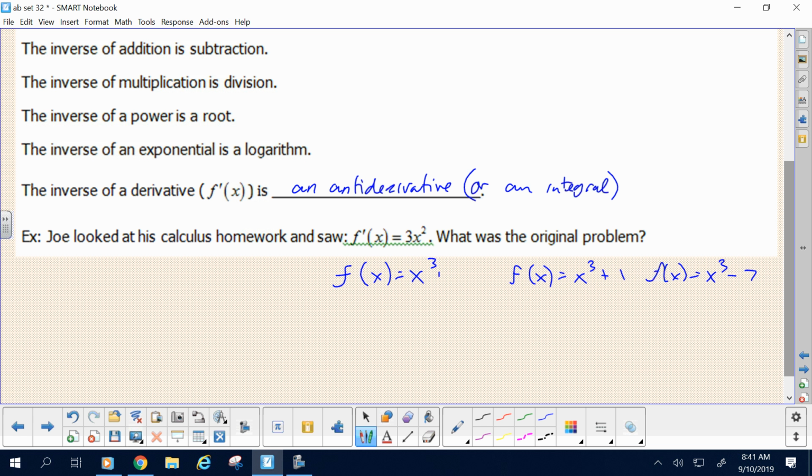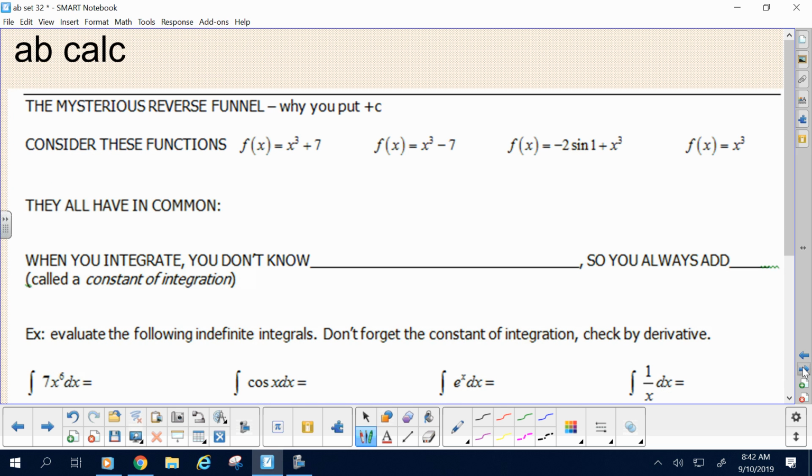x cubed plus some constant. What should we call that constant? Let's just call it c for some constant. I don't know. There could have been a constant there. Without some more information, I just don't know what it would have been. But it's x cubed, and maybe the constant's just 0. I don't know. But it could have had a constant. You follow? All right, cool.